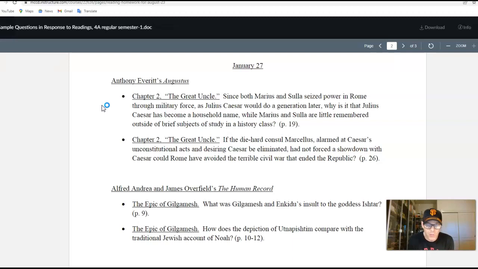See Chapter 2, the great uncle. If the diehard consul Marcellus, alarmed at Caesar's unconscionable acts and desiring Caesar to be eliminated, had not forced a showdown with Caesar, could Rome have avoided the terrible civil war that ended the Republic? Again, like, well, because Marcellus forced the showdown with Caesar. What if he would have left Caesar alone? Would Caesar then have marched on Rome and led to the complete overthrow of the Republic? Maybe Caesar never would have done that.